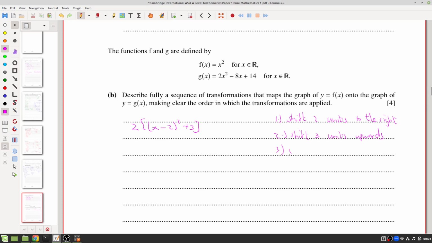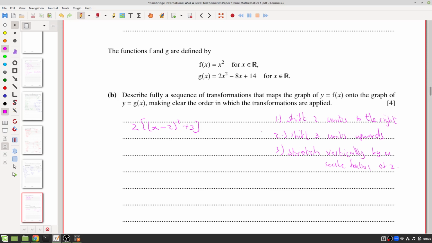So then stretch vertically, or we can say stretches in the y direction vertically by a scale factor of 2. Okay, so that's the one way to say it. And that's probably the most normal way, working from the inside brackets outwards.